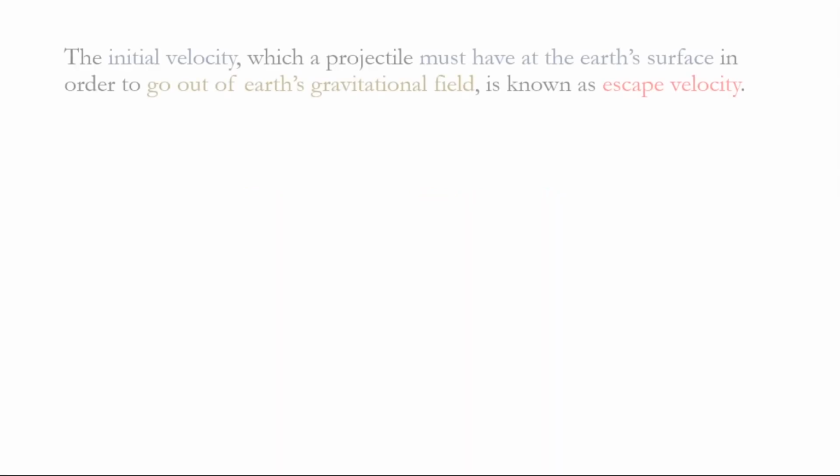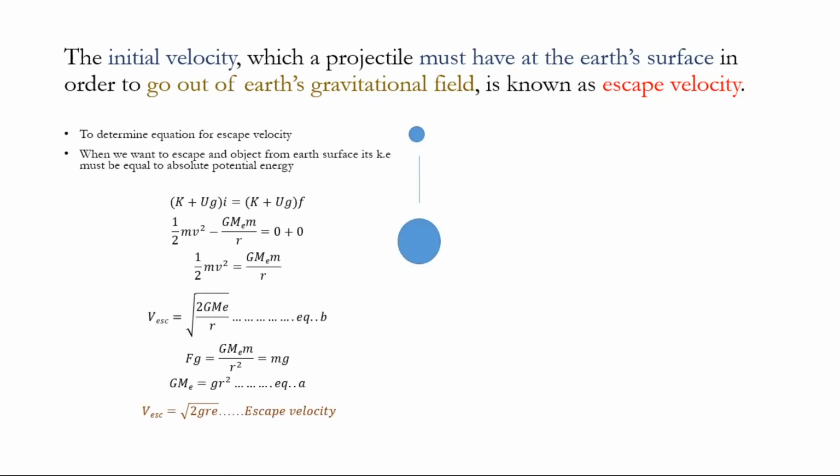Today we will discuss escape velocity. Escape velocity is defined as the minimum velocity required for an object to escape from the Earth's gravitational field or from the gravitational field of a massive object. Here we will determine the equation for escape velocity.